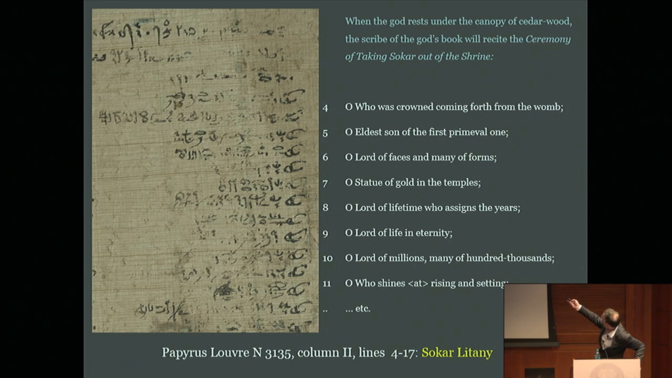When the god rests under the canopy, when the mummy is under the canopy of cedar wood in the wabet, the scribe of the god's book, that is the priest, will recite the ceremony of taking Sokar out of the shrine. And then it has these very old, age-old epithets. Oh, who was crowned coming forth from the womb. These are all references to creator gods. O eldest son of the first primeval one. O Lord of faces and many forms, etc., etc. Very often these litanies are not very informative when it comes to explaining what they really are about. They're all lofty epithets.